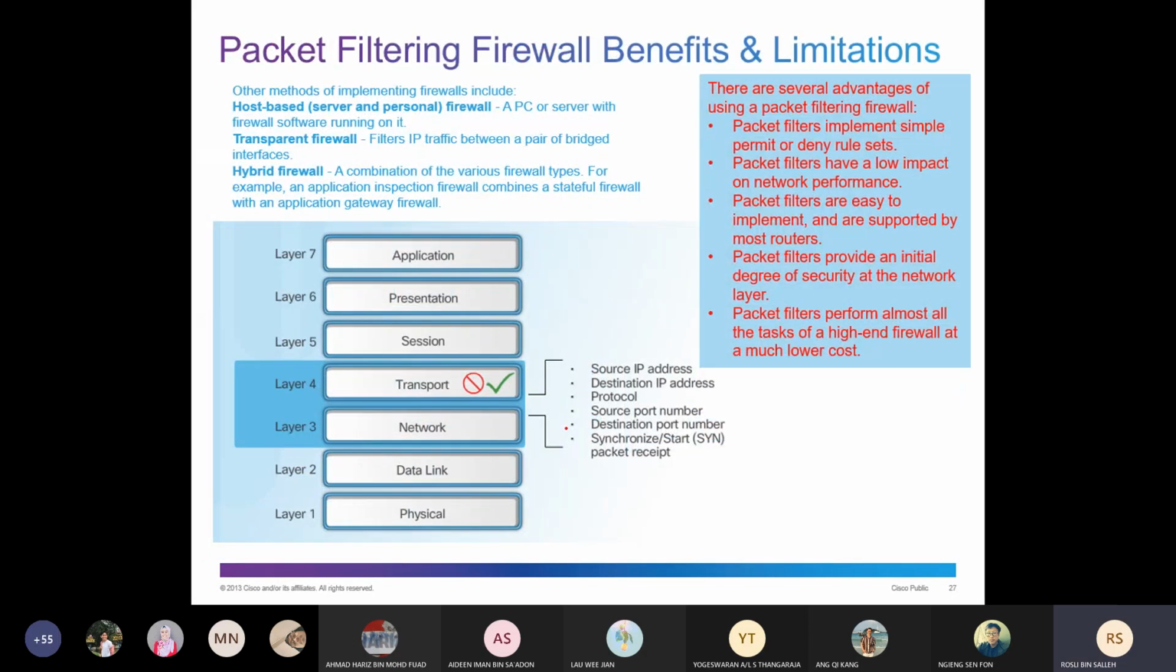And then we have packet filtering firewall, the advantages of this one, permit, deny, okay, whatever, maybe you can read them. We have source IP, the protocol. This is what we implemented just now, extended, if you still remember. We have source port number, destination port number, and then they can check what they call the synchronize start packet receipt. So this one maybe you can read more about.